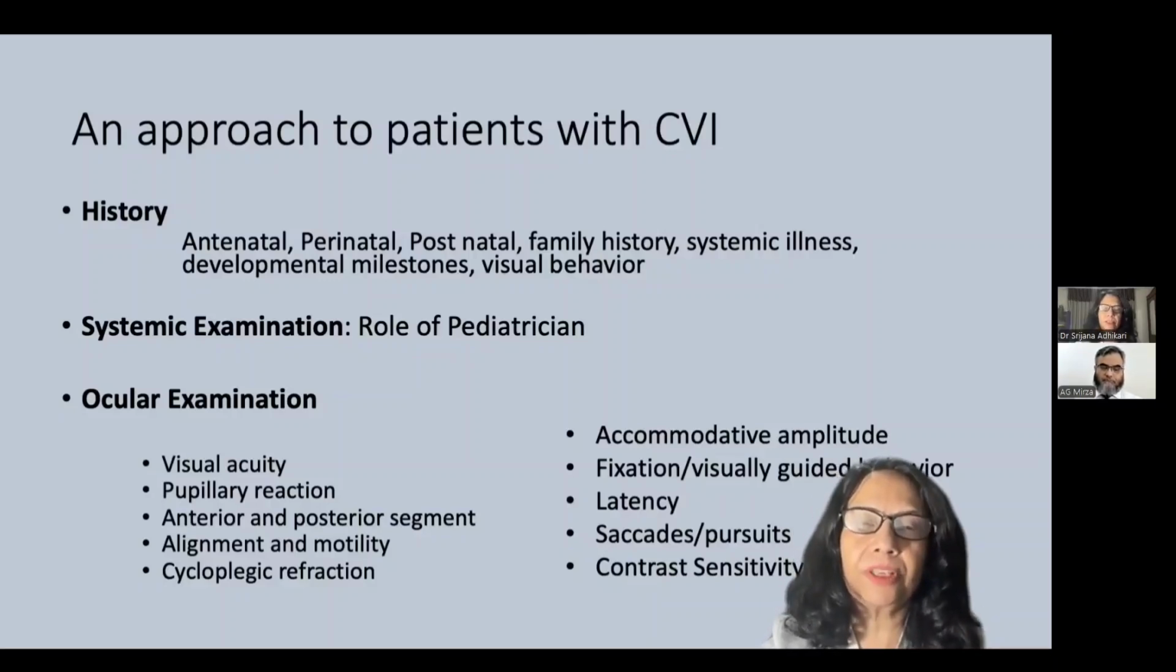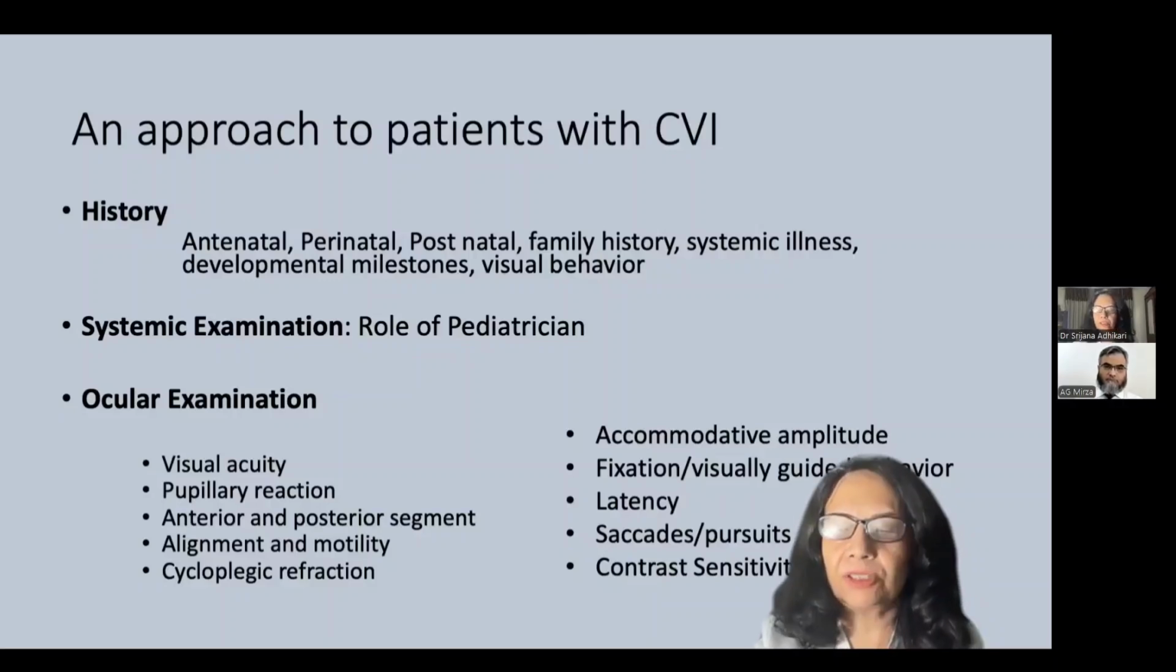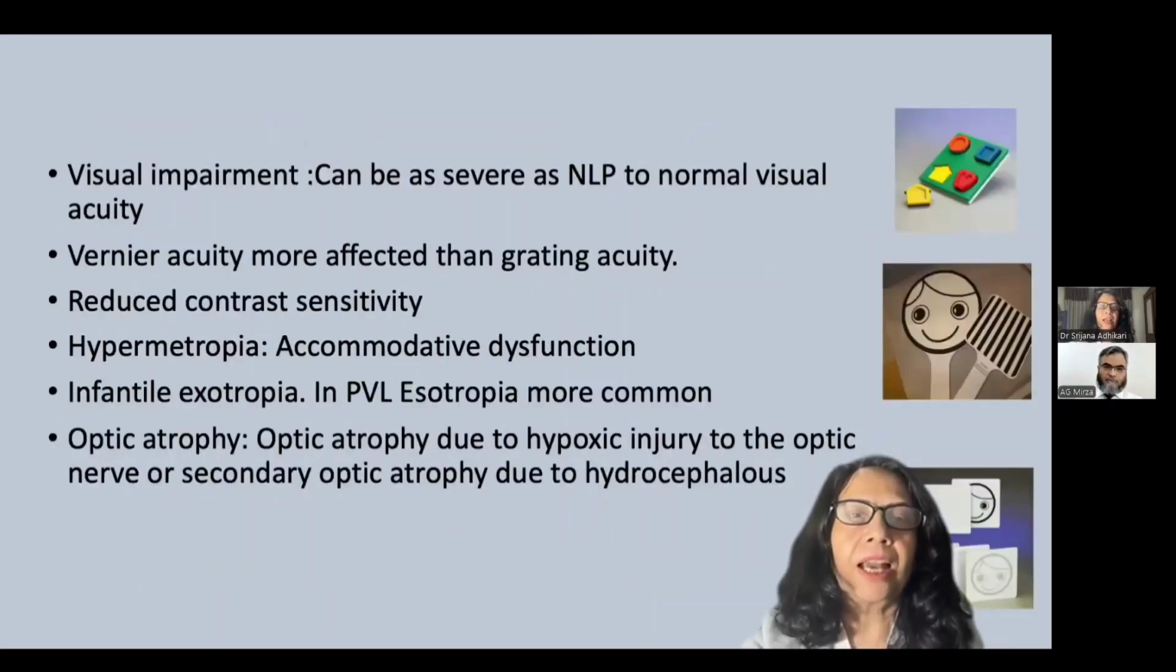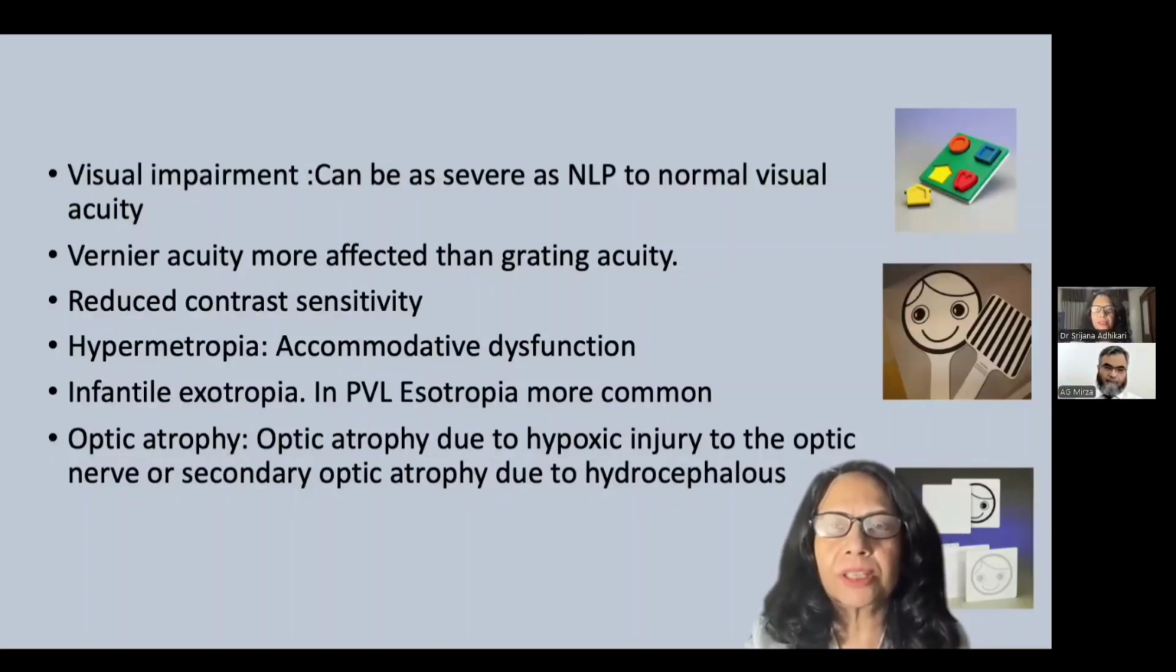So these are some of the important ocular examinations that should be carried out in children with CVI. Whenever we talk about cerebral visual impairment, the vision is very important, and we have to examine the various aspects of visual function. Visual impairment can range from no light perception to normal visual acuity in CVI.